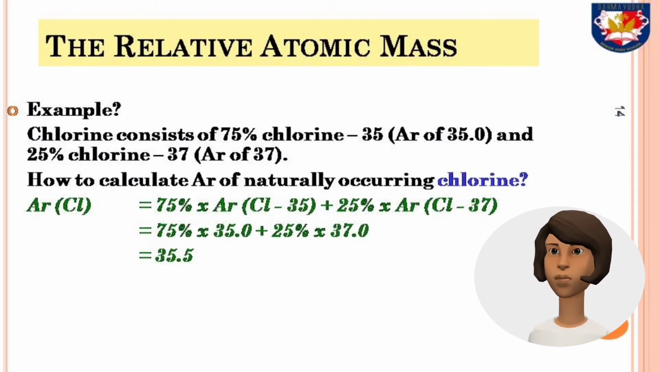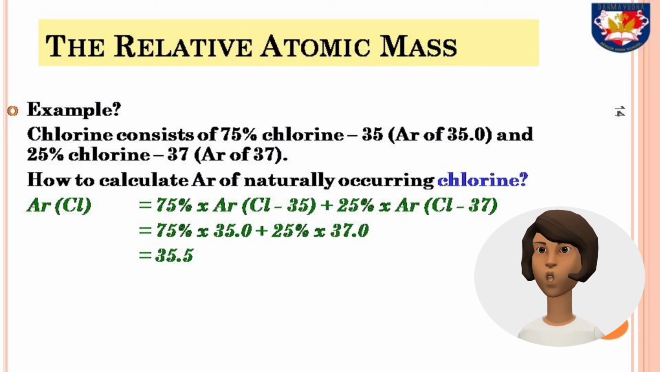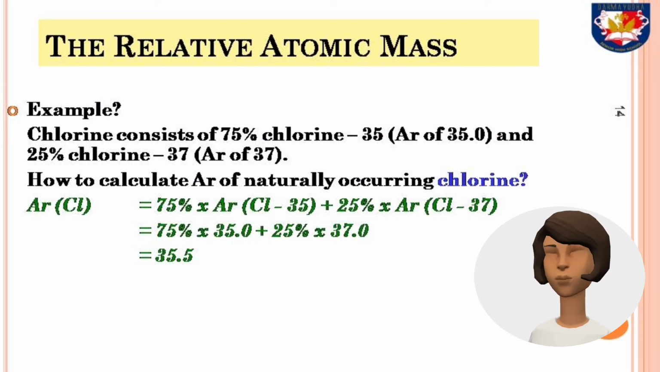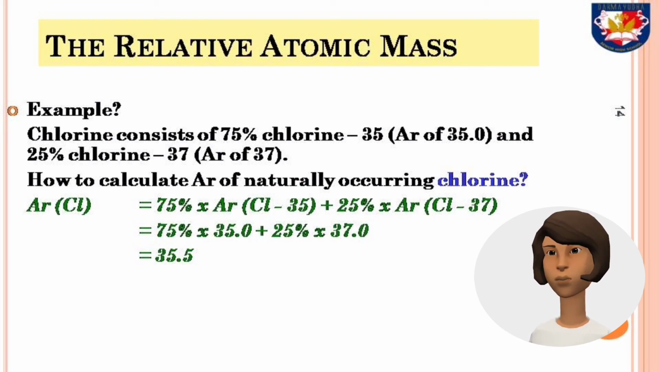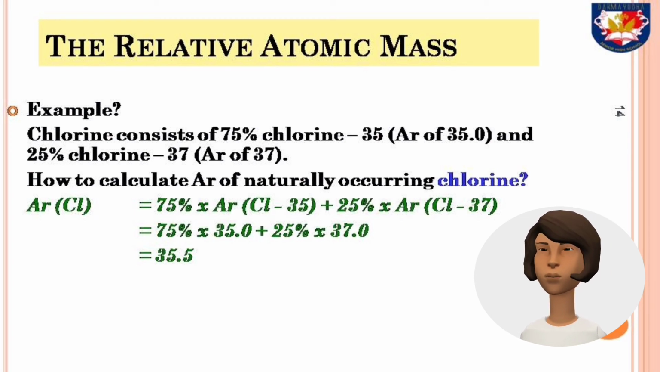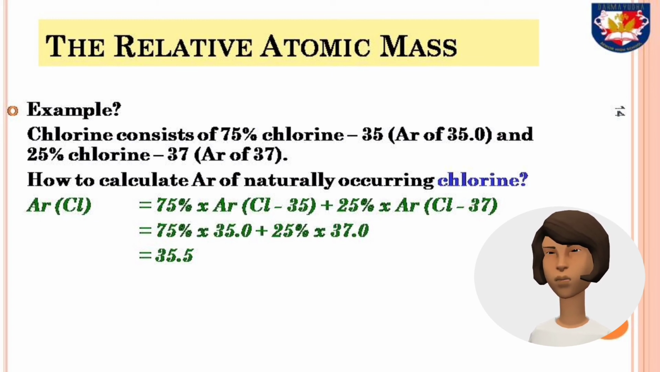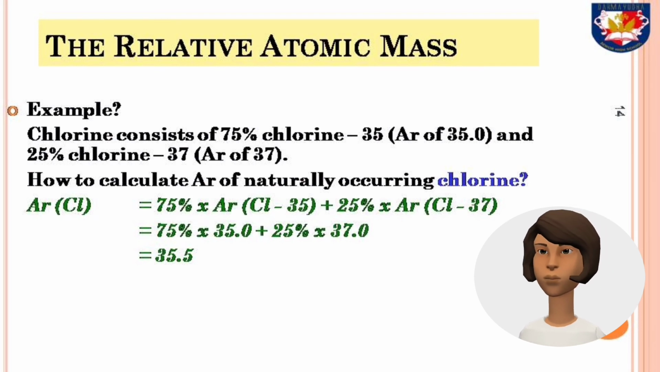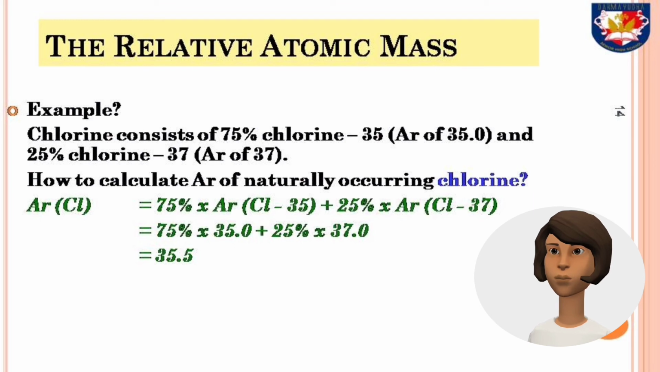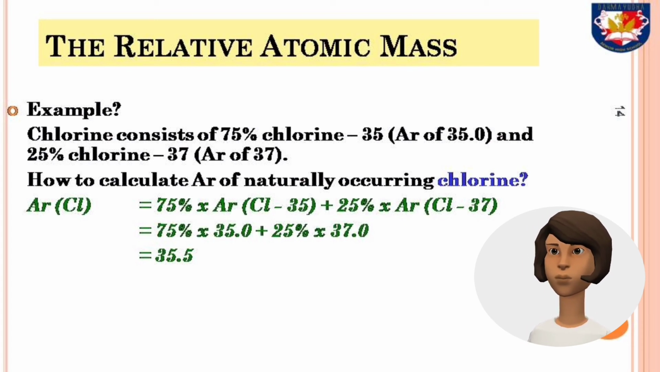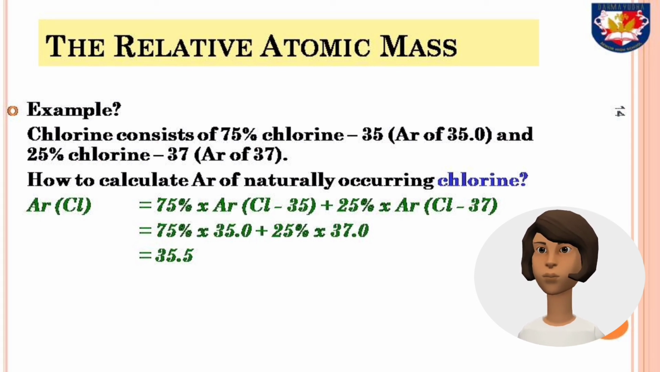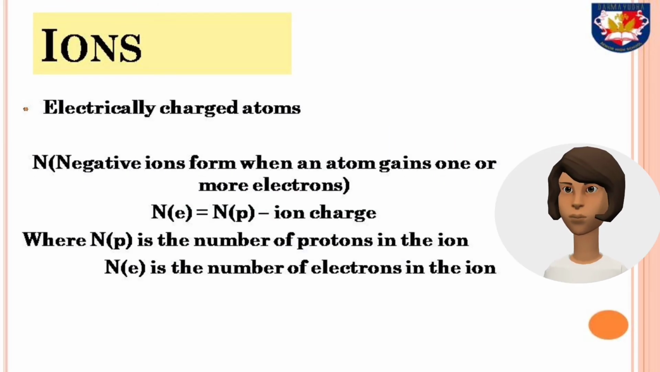Relative atomic mass can be calculated from two things. They are the mass numbers of isotopes and the abundance of isotopes. Take a look at an example here, chlorine. Chlorine consists of two isotopes. They are chlorine 35 and chlorine 37. So, you can calculate the relative atomic mass of chlorine by multiplying the abundance of chlorine 35 by the relative atomic mass of chlorine 35, plus the abundance of chlorine 37 multiplied by the relative atomic mass of chlorine 37, so that you will get the relative atomic mass of chlorine, 35.5.